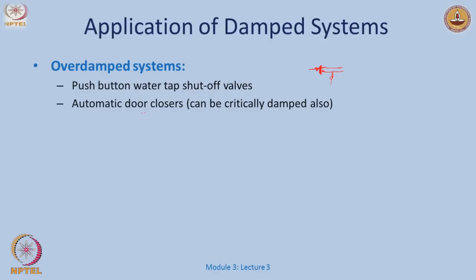Same thing you can see in these automatic door closers, right. They can't really have a fast response and then bang onto the wall or the stopper, right. So, these automatic door closers are also typically over damped systems.